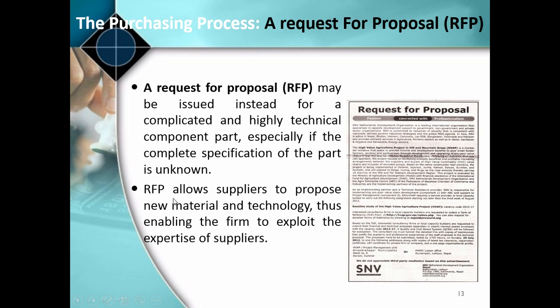Okay, so request for proposal allows supplier to propose new material and technologies, thus enabling the firm to exploit the expertise of supplier. Okay, so maknanya let's say contohlah kita nak plastik yang grade A, tapi supplier tu kata tak ada, tapi then dia come up with another things. Okay, and then dia kata ada new technology ke, new material ke yang boleh sesuai dengan apa yang kita nak, so dia akan guna request for proposal.